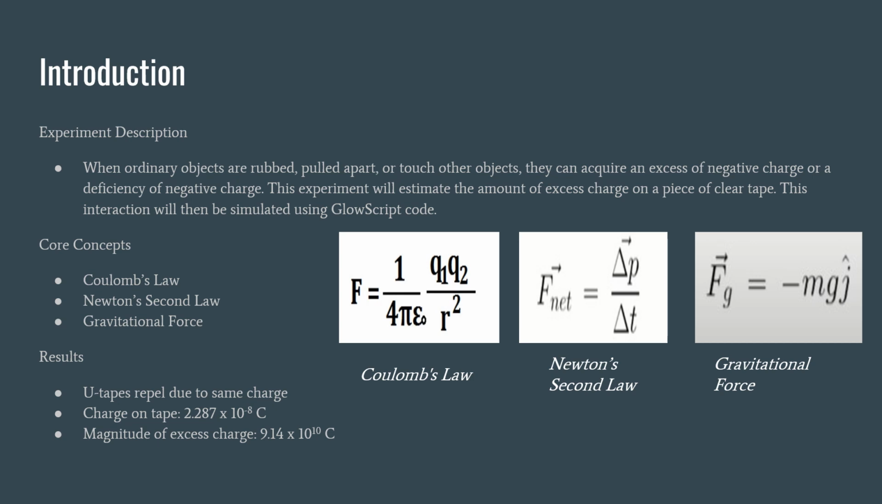Our core concepts for this experiment are Coulomb's law, Newton's second law, and the gravitational force equation, which are all pictured to the right. And for our results, we know that the U-tapes repel each other due to same charge. The charge on tape was found to be 2.287 times 10 to the negative 8th coulombs, and the magnitude of our excess charge was found to be 9.14 times 10 to the 10th.